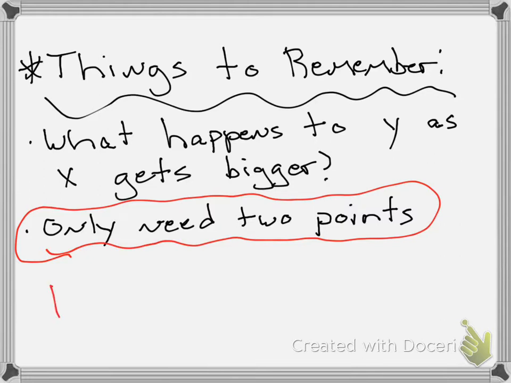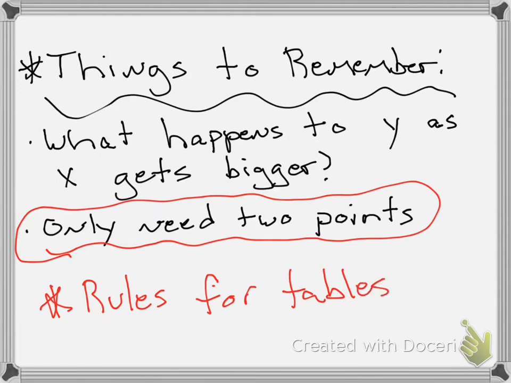And one other thing that I'll add here is the rules or the guidelines that we followed for making equations from tables, they still apply here. For example, when you make your equation, that b value has to be made based on multiplication. So let's do a few examples here.